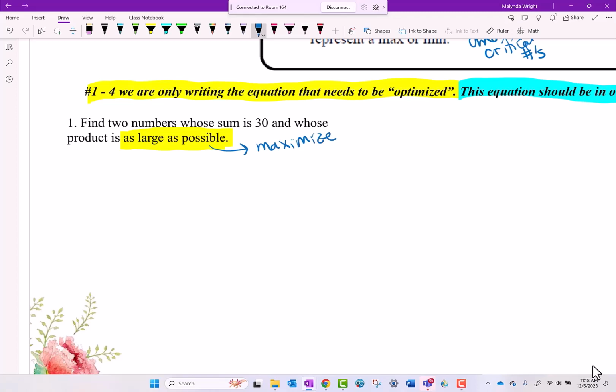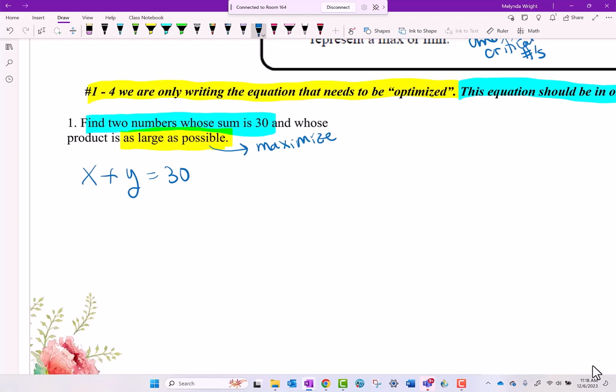So let's see what information we have. We really need to pick apart the words. We're going to find two numbers whose sum is 30. I'm going to write something for that. So I'm going to say I've got number X plus number Y is 30. So there's my two variables. You can pick whatever variables you want, but I just chose X and Y.